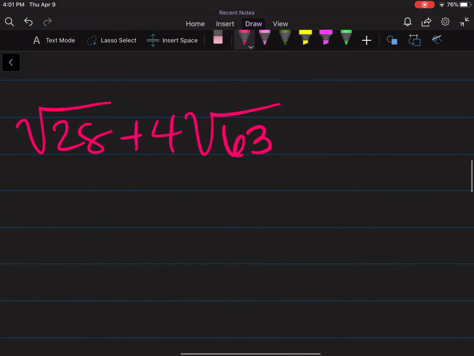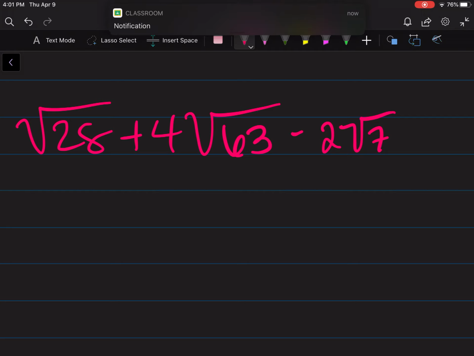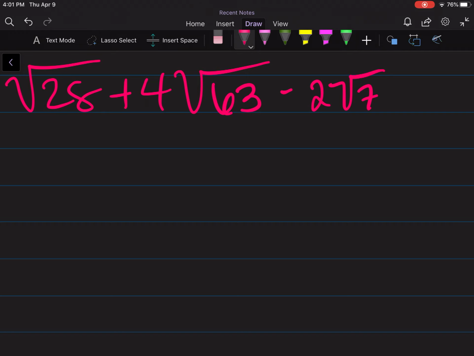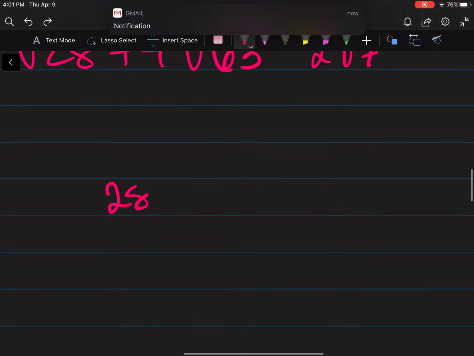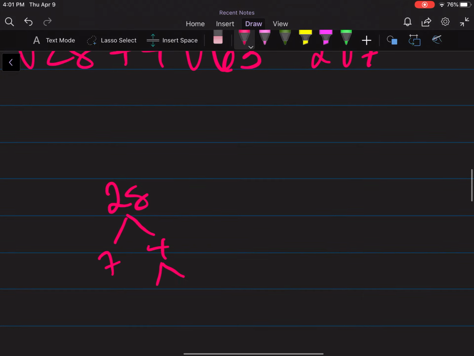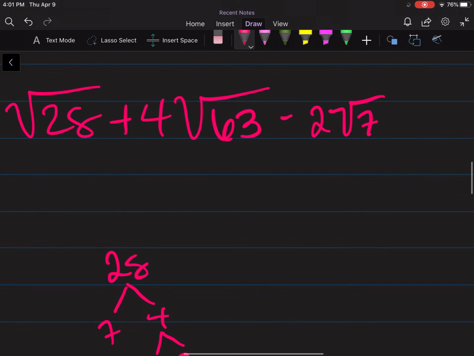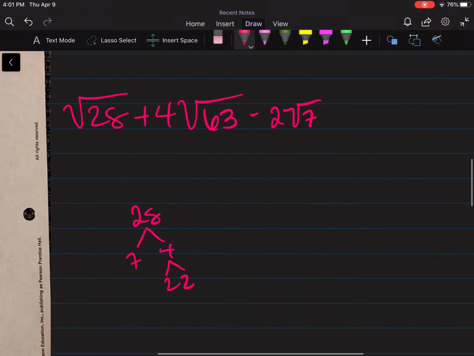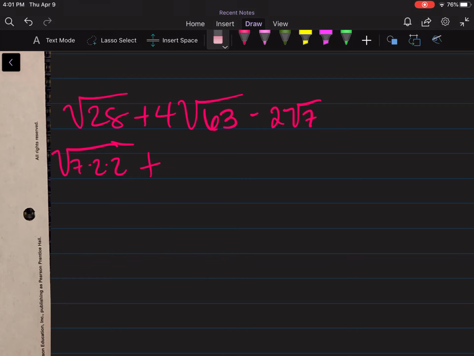We're going to have to fix all those on the inside. So 28, I'm going to give you a clue. Since this is 7 in that last one, that's the lowest number. Let's try dividing 28 by 7. And we get 7 and 4. And 4 can break down to 2 and 2. So we have here the square root of 7 times 2 times 2 plus, now let's look at that 63 and put it over here.